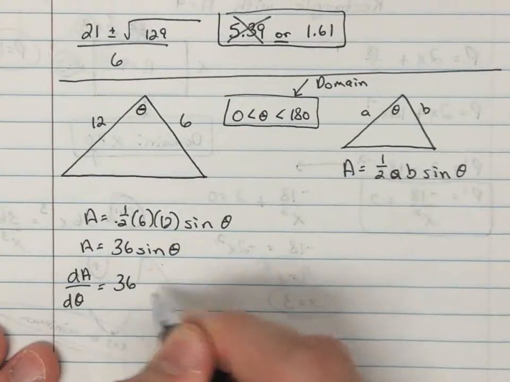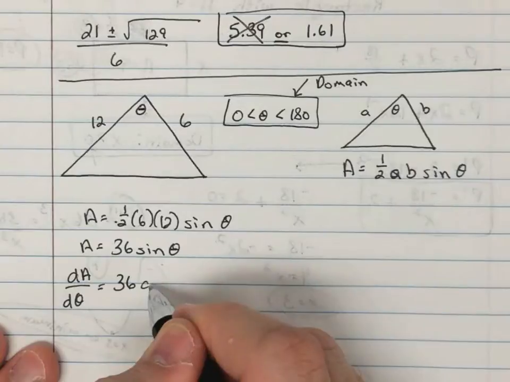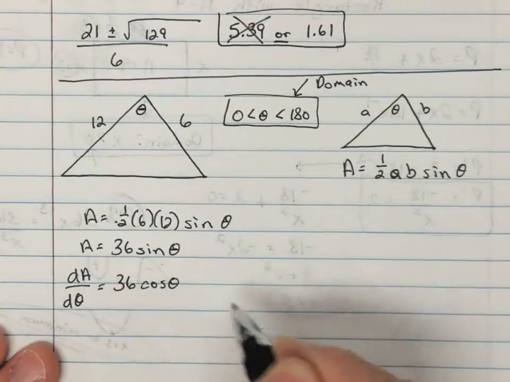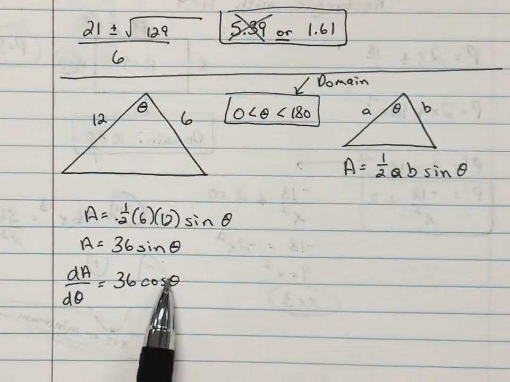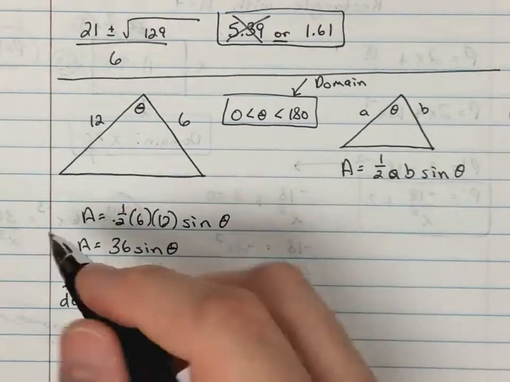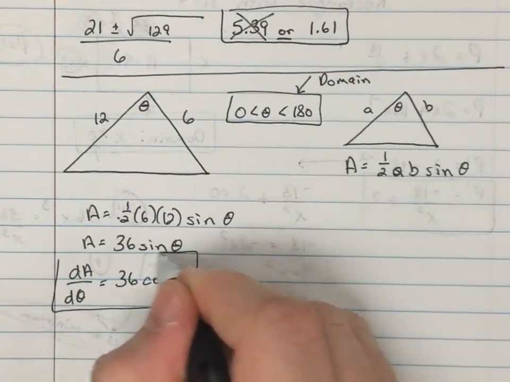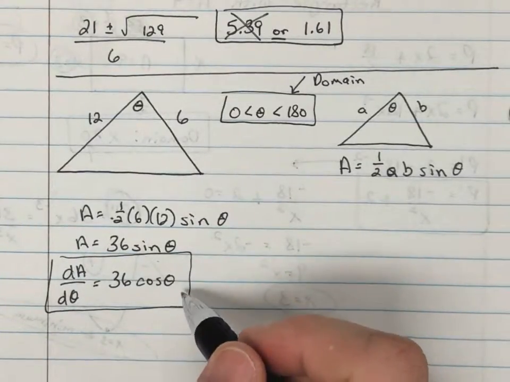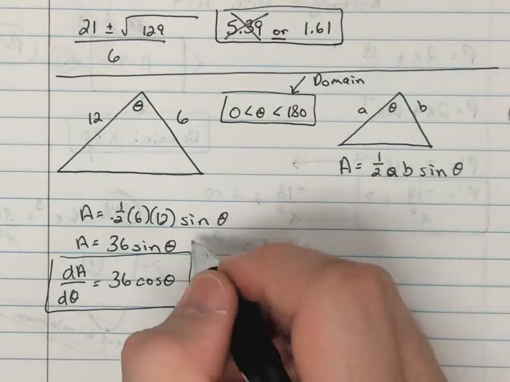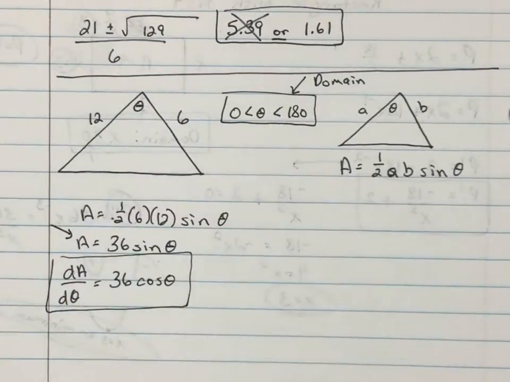36 is a coefficient. Bring it down. The derivative of sine is cosine, and we do not have to use chain rule because it's a clean theta. So here's what we're trying to figure out: where it is equal to 0 or undefined, which will hopefully maximize this function. Like I said, this is probably the easiest one on here.